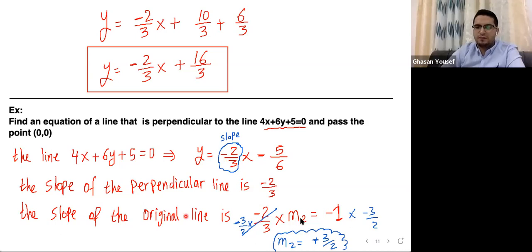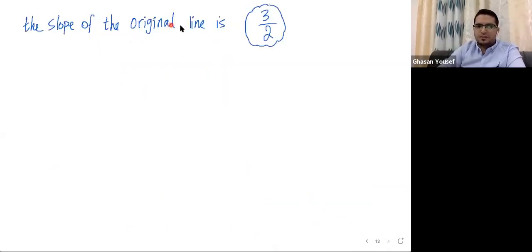Now the slope of the original line: we have to multiply this by m2 equals -1, then solve the equation for m2. So minus 2 over 3 times m2 equals minus 1. To solve this, we multiply both sides by minus 3 over 2. This cancels out. Now I get m2 equals positive, because minus times minus is positive, 3 over 2. Here, the slope of the original line is 3 over 2. This is the slope of my original line.